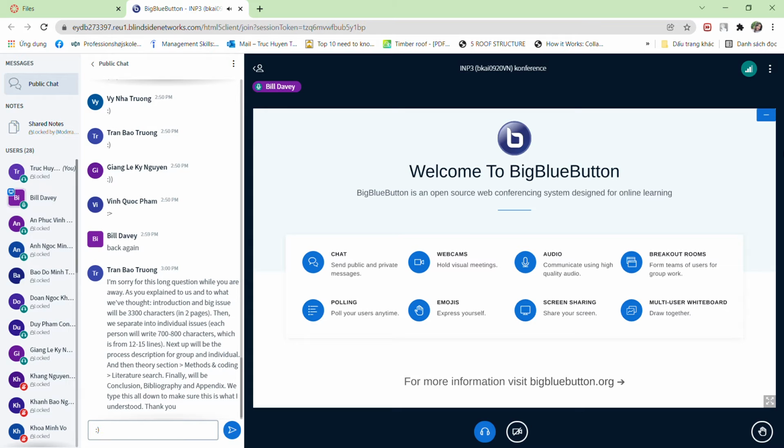Then there is the process description, you're quite right, and it will start with a theory section, then the methods for doing the literature search, actually the reverse order, it will be literature search first, then the methods and coding. But, okay. And then the conclusion and bibliography, right.